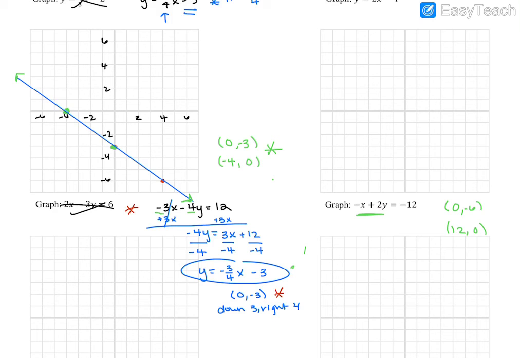So now that you have a recap on how to graph in the form of y equals mx plus b, or in the form of ax plus by equals c, which is standard form, you should be able to complete these 6 graphs.